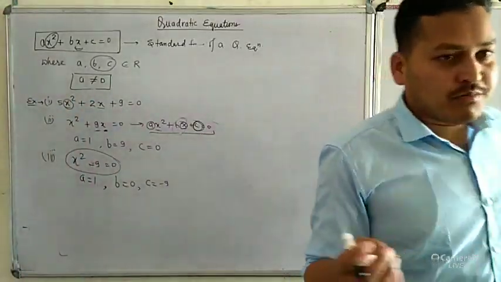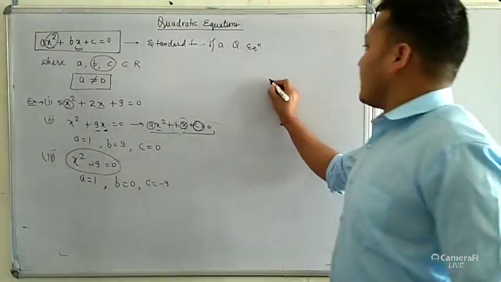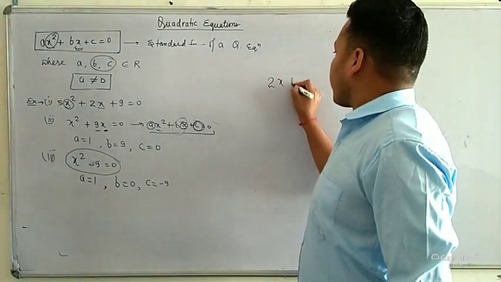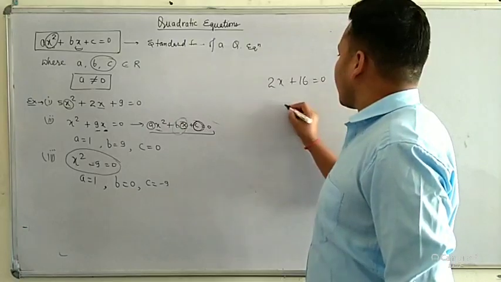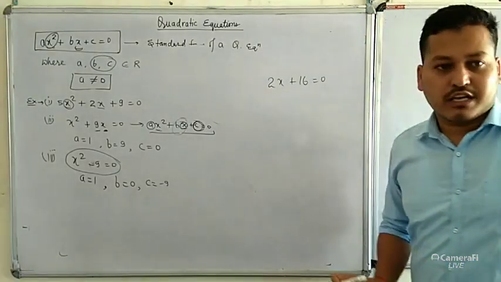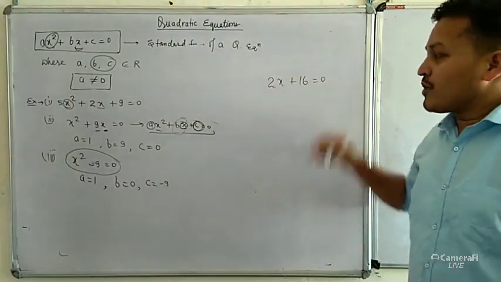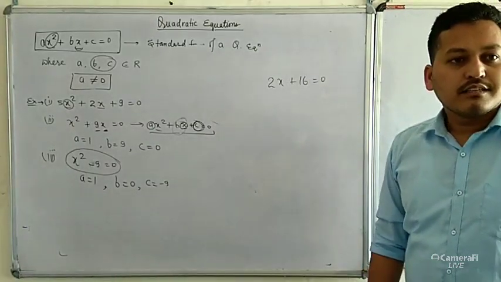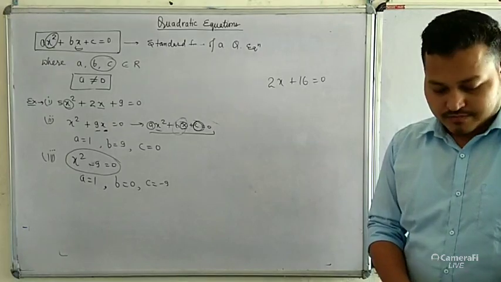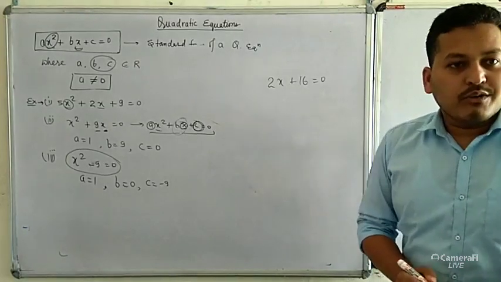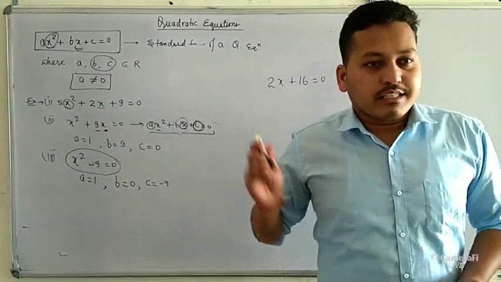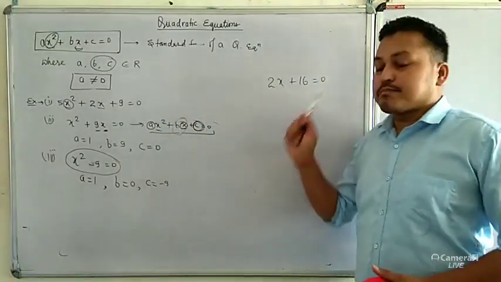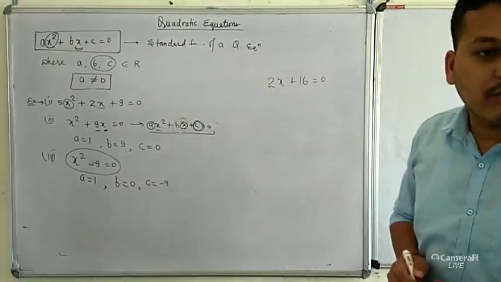Then write the answer of this question in the comment section. Minus 2x plus 16 is equal to 0. Is it a quadratic or not? Is the equation quadratic or not? Write the answer in the comment section. Please write your answer in the comment section. This equation, minus 2x plus 16 is equal to 0.